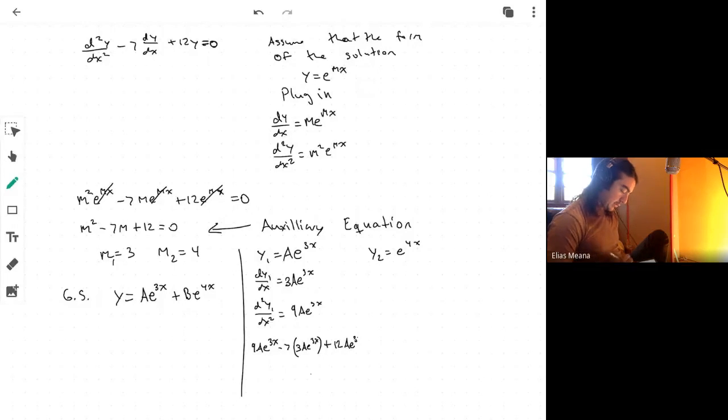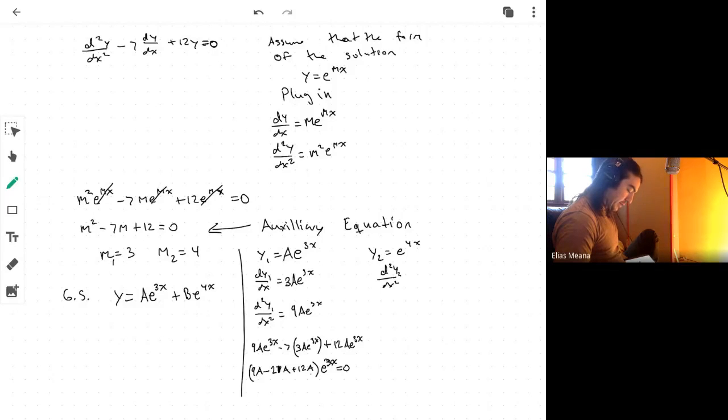Let's see what happens when we simplify this. Well, we get 9a minus 21a, this should be a 21a, plus 12a, right? All times e to the 3x. This is in fact equal to 0. Okay, that's good. So that solution works. Fair enough. Same thing is going to happen if we plug in d squared y2 dx squared.